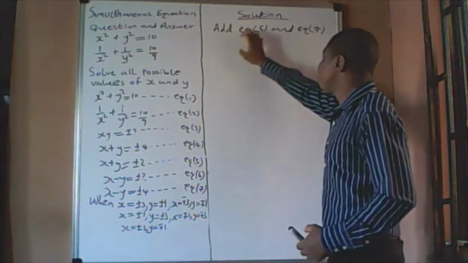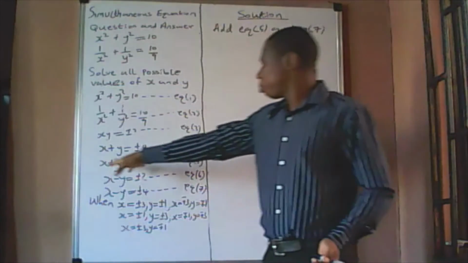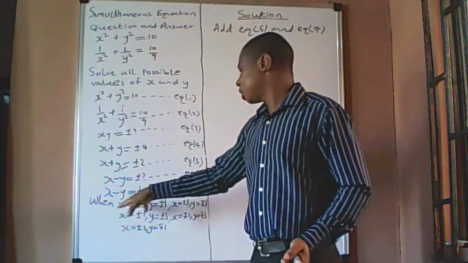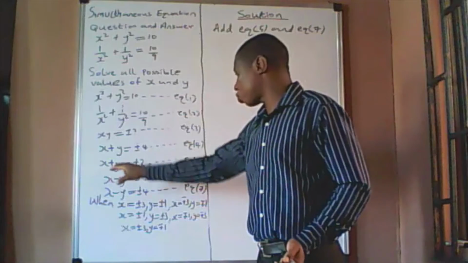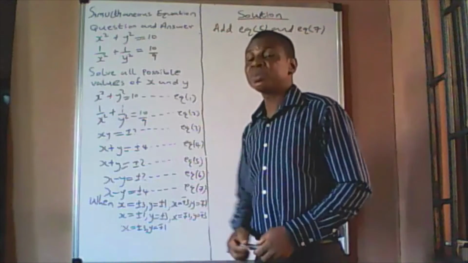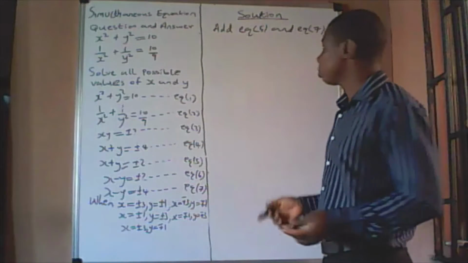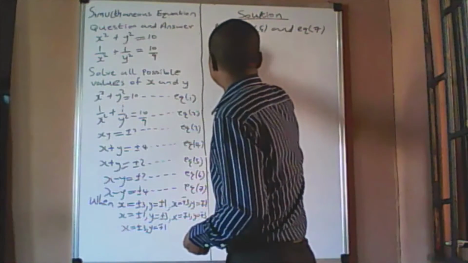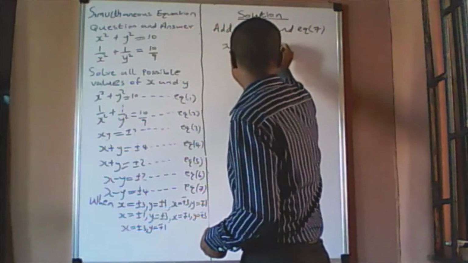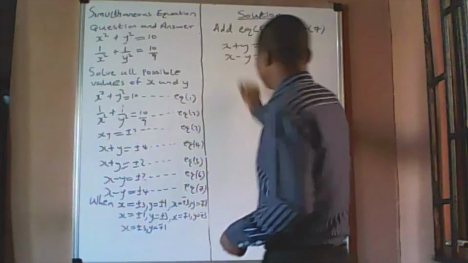We are still adding equation 5 and equation 7. Consider all the possible values of x plus y equal to plus or minus 4, x plus y equal to plus or minus 2, and x minus y equal to plus or minus 4. Now let's consider when two of them are minus. x plus y equal to minus or plus 2, x minus y equal to minus or plus 4. We add them.